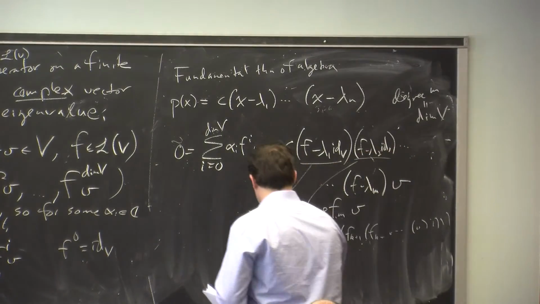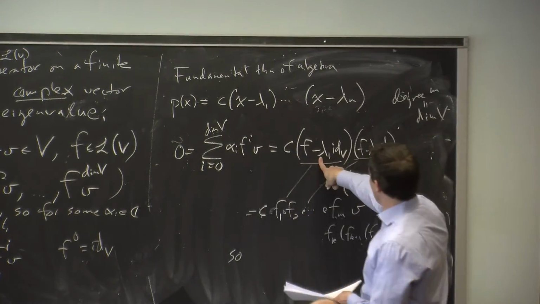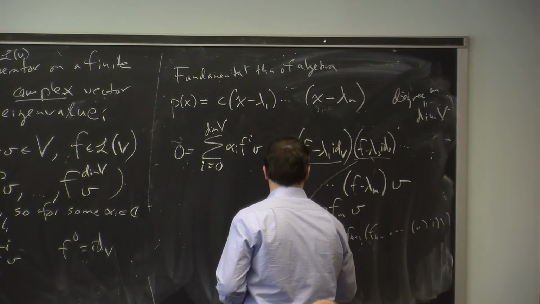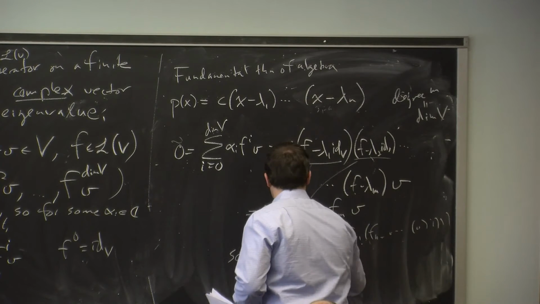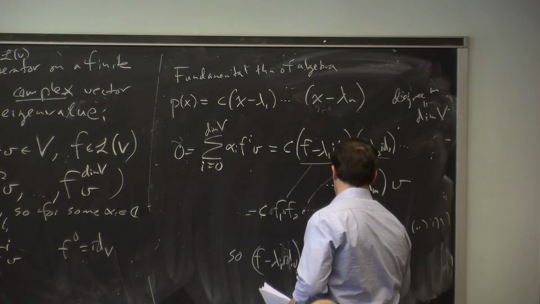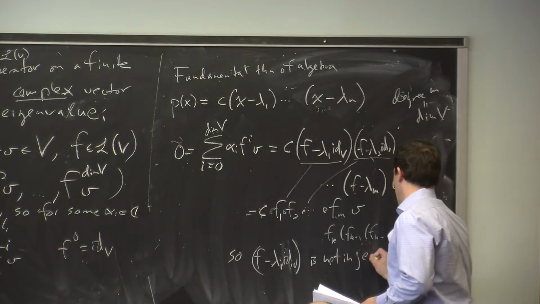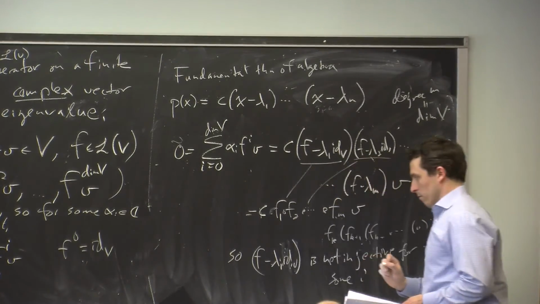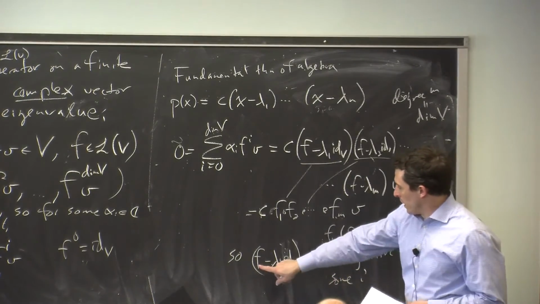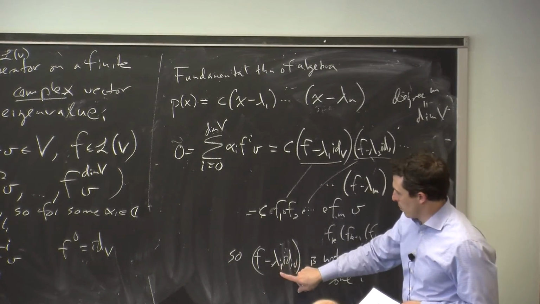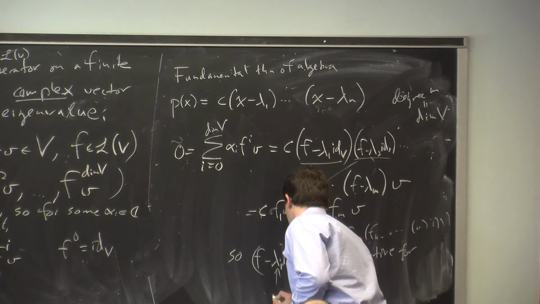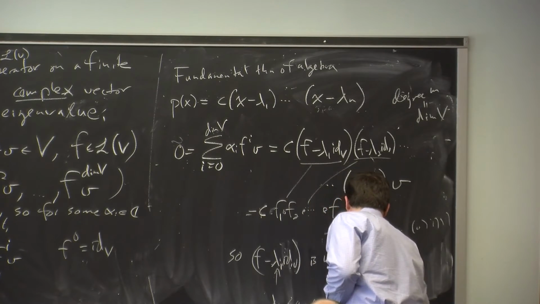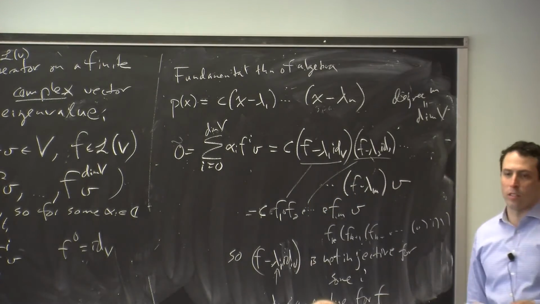And so that means what? That means, unpacking it, that f minus lambda i times the identity on v is not injective, it has a null space. But that means that whichever one is the culprit, there exists one that's the culprit, and therefore this lambda i is an eigenvalue because it satisfies the eigenvalue equation. So we showed that there exists an eigenvalue.